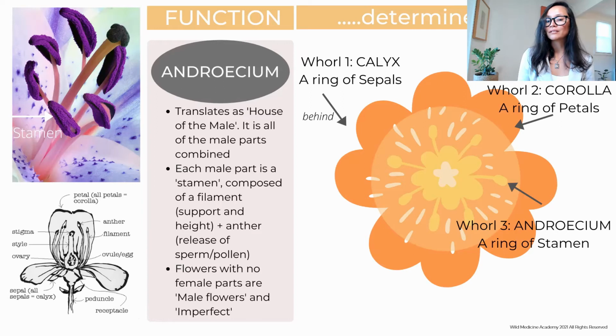So this is the pollen that we're talking about. If you go down to the image on the left-hand side, you can see some of these anthers and filaments. Remember, the filaments support the anther and hold it up nice and high. And if you go over to the image on the far right, you can see whorl number 3 there, the Andrecium, a ring of stamen.